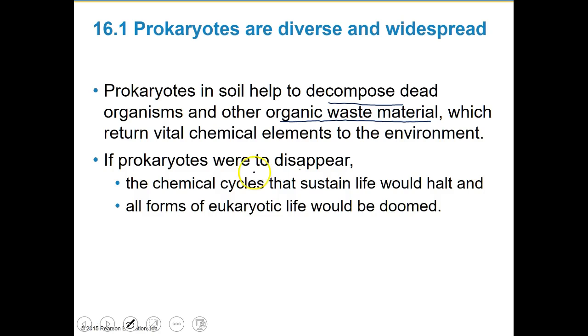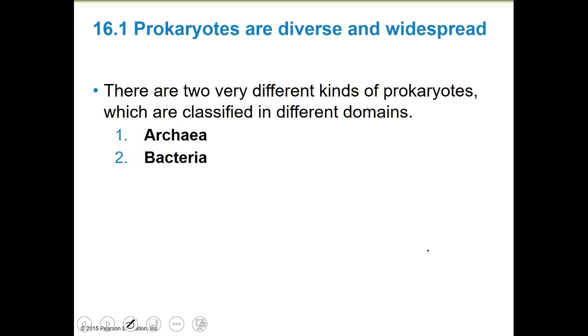If prokaryotes were to disappear, the chemical cycles that sustain life would halt, and all forms of eukaryotic life would be doomed. Okay. Oh my goodness, I'm trying to be funny and it's not working out. Anyways, it's sadness, and we would be doomed. There you go. All right, just to help with some classification.